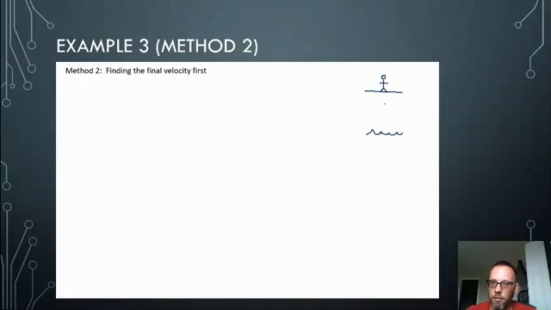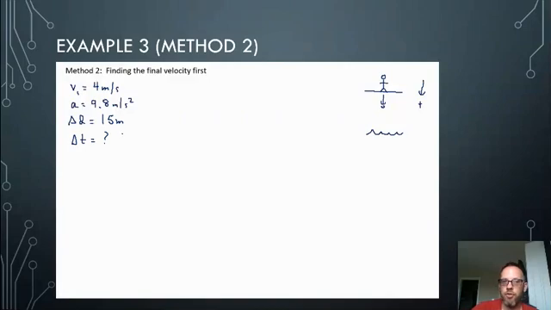So Asher's throwing the stone down. Let's choose down to be positive for this one. Same setup here. So V1, Asher's throwing it down, so let's use positive 4 meters per second. Acceleration due to gravity would be positive 9.8 meters per second squared. The change in the stone's position is in the downward direction, positive 15 meters. And we're asked to find delta t.